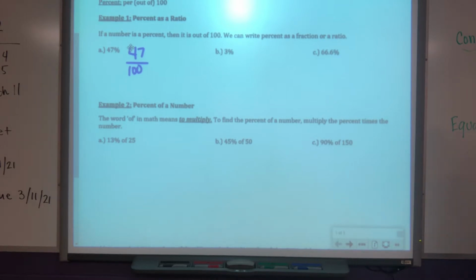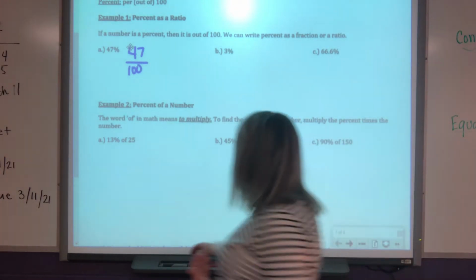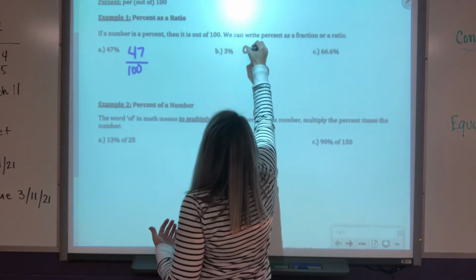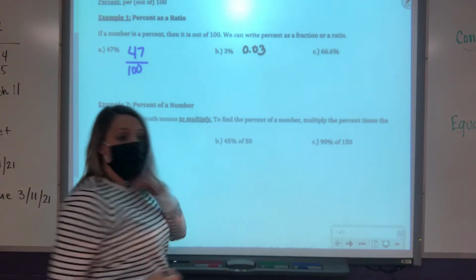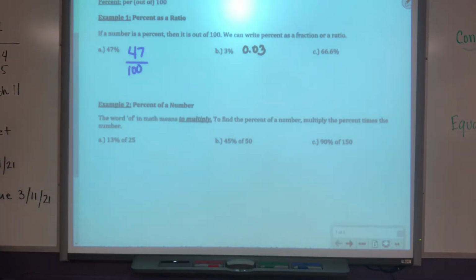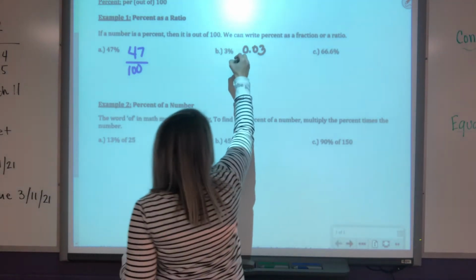What about letter B? Letter B is 3%. So how do I write 3% as a ratio? 3 out of 100. Okay? So what we can actually do is write 3%, and we can move our decimal point in. And then when we read it, it's 3/100. So that's 3 over 100.